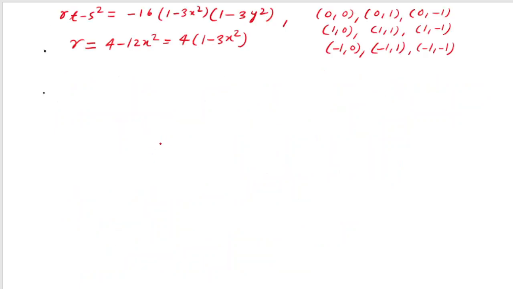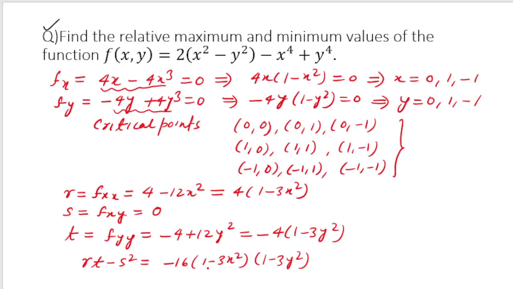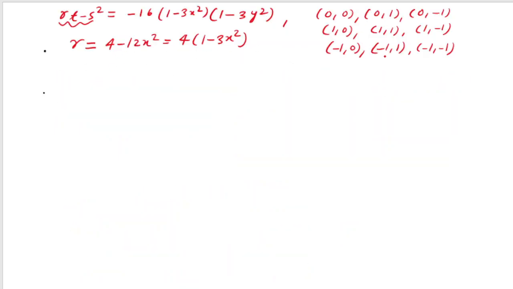Okay. So for your convenience, I already have written all these things. So we have rt minus s square that we got here, minus 16 into 1 minus 3x square into 1 minus 3y square. R is 4 into 1 minus 3x square that I have written, and all these 9 points are there. So let us start one by one.